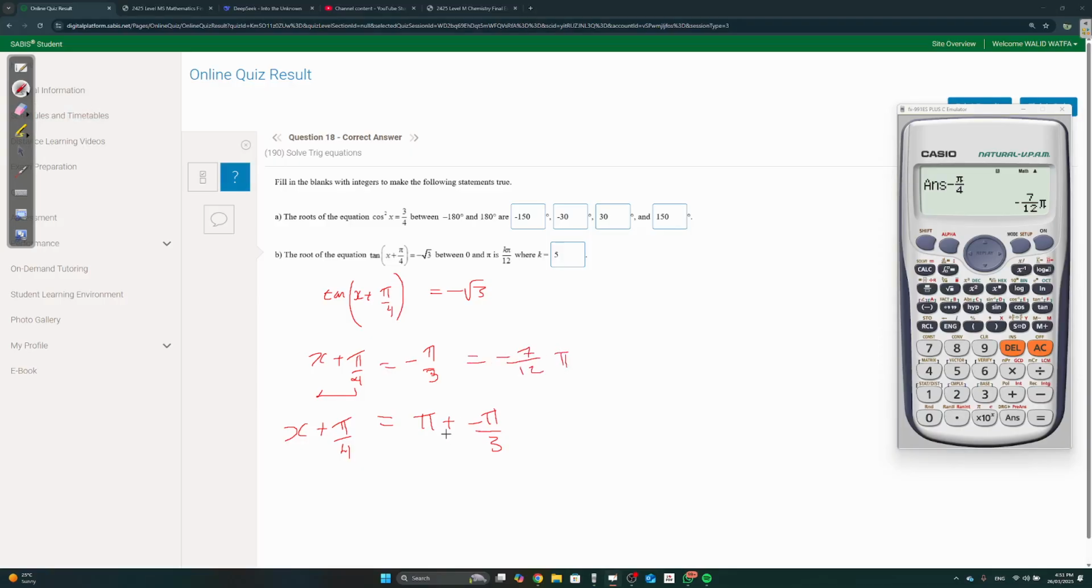And then here, pi minus pi over 3 is 2 over 3 pi, then subtract the pi over 4, you get 5 over 12 pi. What is in our domain? What is not in our domain? This one here is rejected because the domain is between 0 and pi, so negative values are not allowed. So 5 over 12 pi is your answer.